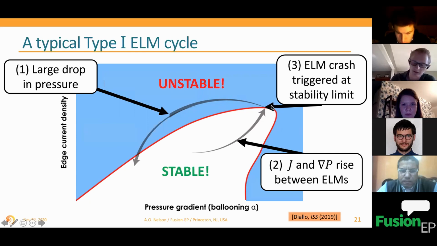When the ELM crashes, a bunch of the plasma gets spewed out into the scrape-off layer, and our pressure gradients drop, our current densities drop, and we recover back in the stable region. And so we're really just doing circles along this instability boundary during a typical type I ELM cycle. And this is why we get this repetitive flashing on of instabilities on and off.